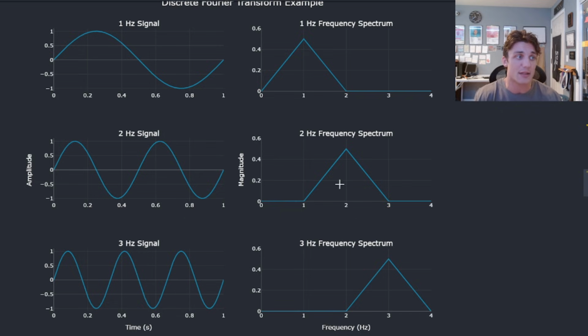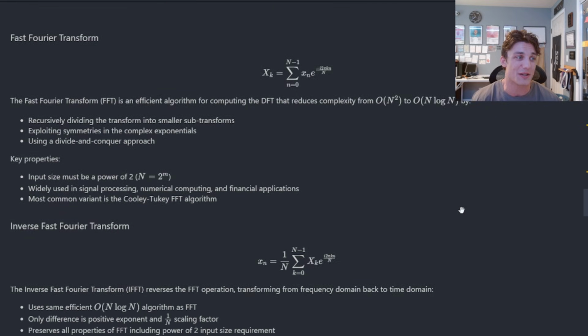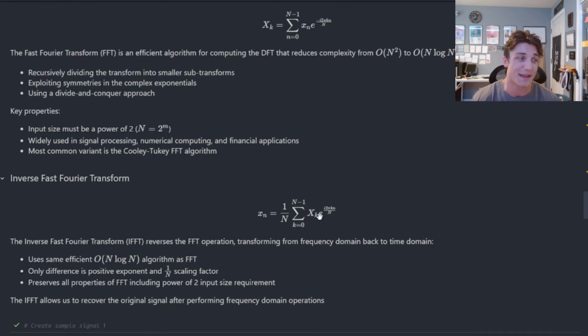It's one-to-one in that sense. So how do we go back? Going to use the inverse fast Fourier transform. The inverse fast Fourier transform is going to allow us to take something in the frequency domain and then map it back to the time domain. That's all we're doing here.